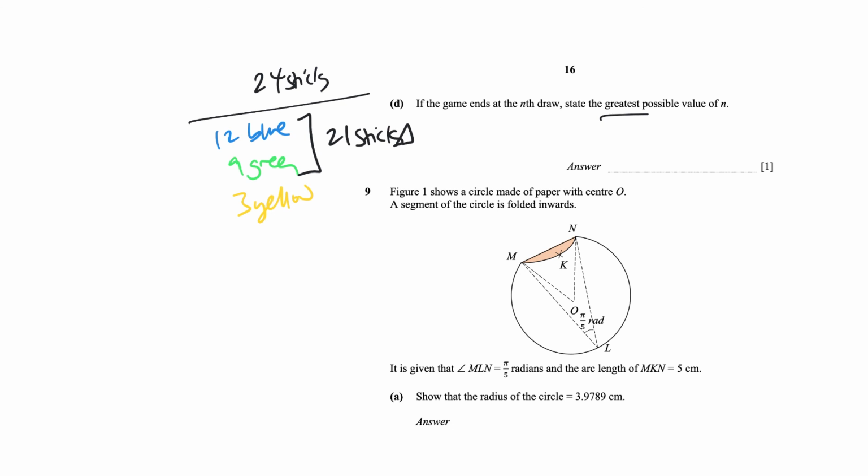And then at the 22nd draw, someone has to draw a yellow. Because after taking all the blue and green ones away, you're only left with 3 yellow ones. At that point, whoever draws a stick will definitely draw a yellow because you only have yellow left. And that is the 22nd stick, the 22nd round. There we go. N is 22.